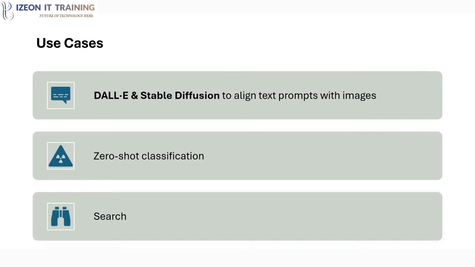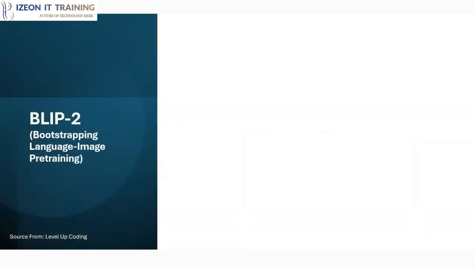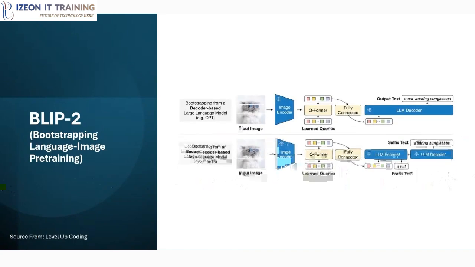Next, moving on to the second model, which is BLIP-2. It stands for Bootstrapping Language Image Pre-Training. So let us see how it works. First, it connects a frozen vision encoder, for example, a CLIP or ViT, with a frozen large language model, which is an LLM. A query transformer acts as a bridge, where it converts visual features into a language-friendly representation.